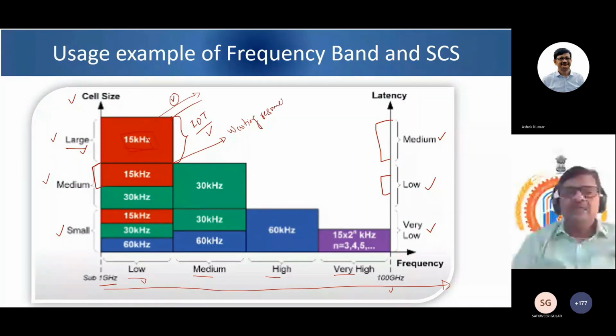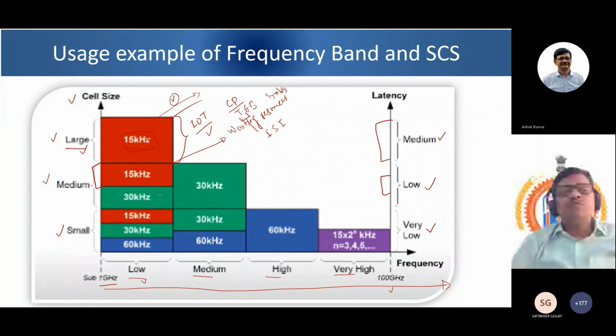Why? Because there is a concept of CP, cyclic prefix, which is nothing but a time guard band. Between the symbols, we create some time guard band. That time guard band is kept slightly larger, so that even in case of a larger coverage, we don't have inter-symbol interference. So if you use it for the lower side of coverage, your time guard band is more, so you are wasting certain time resources. So it is not advisable.